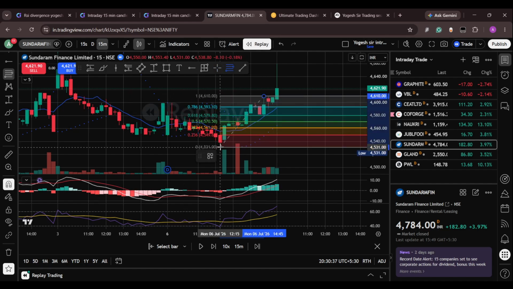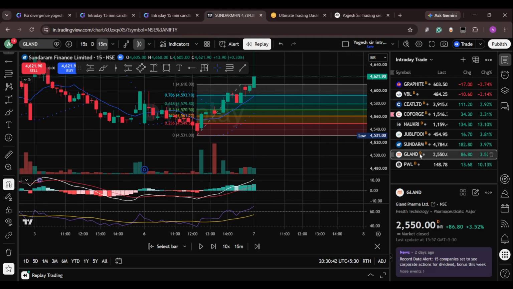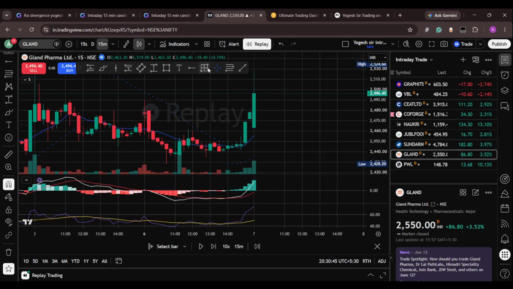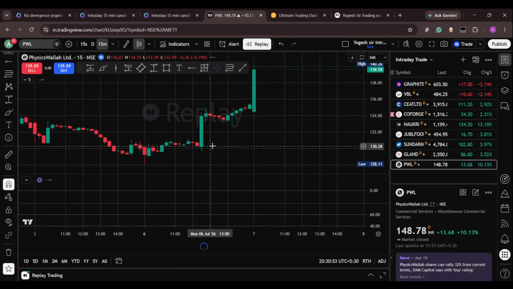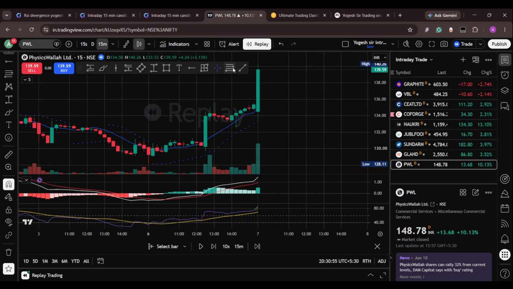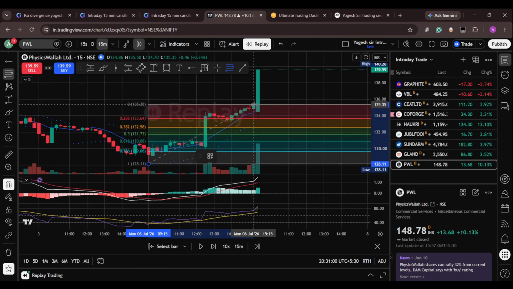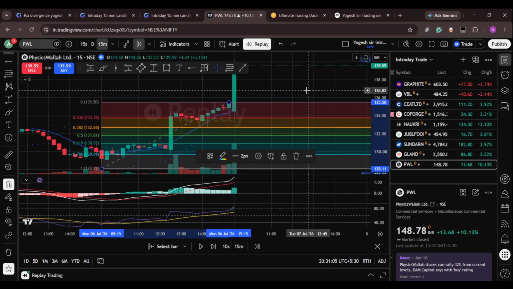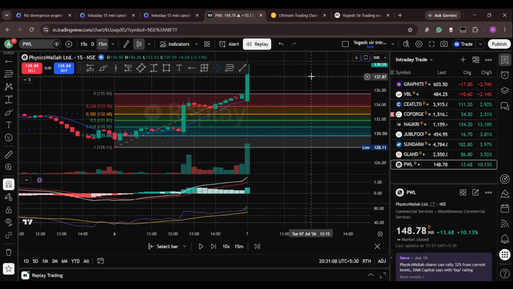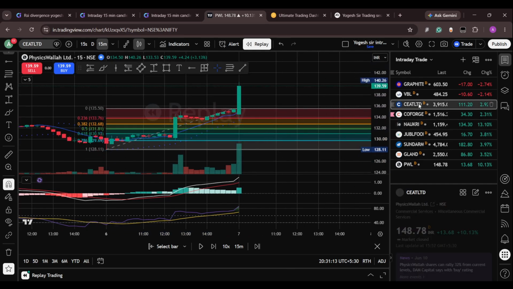This is the high, this is the low. This is high, and this is the low. Okay, this is the low. This is the high. Okay. Now we need to identify the candle, whether it is 3% or greater.